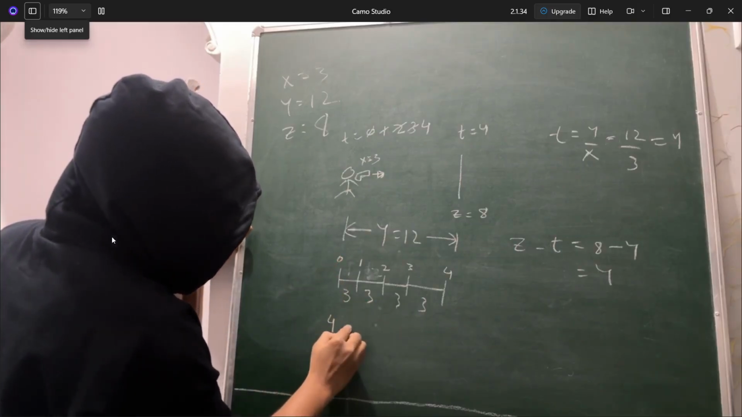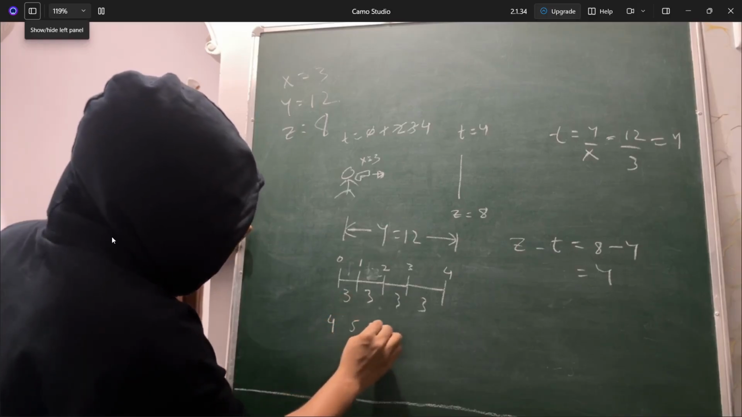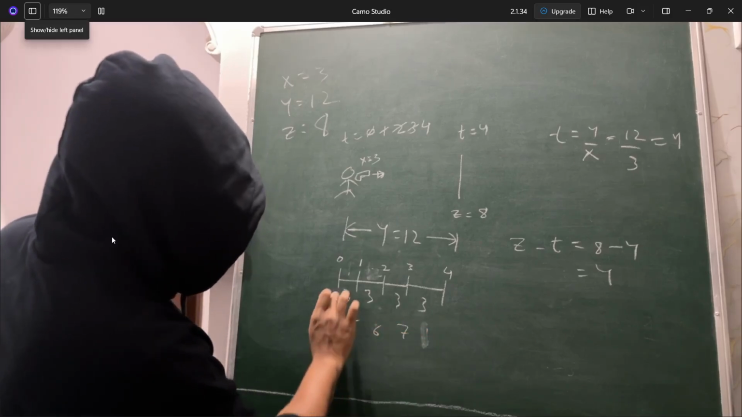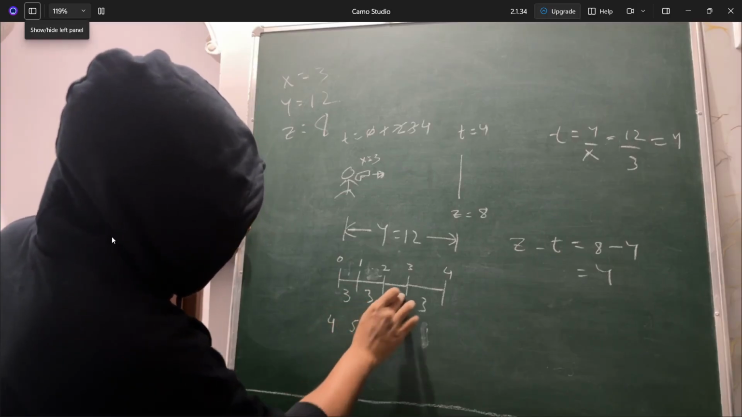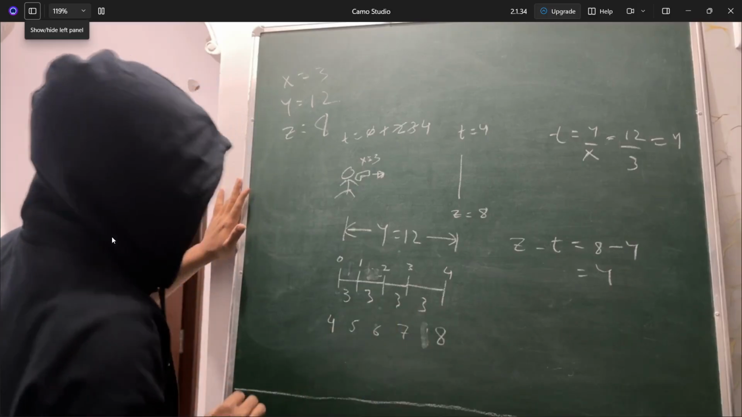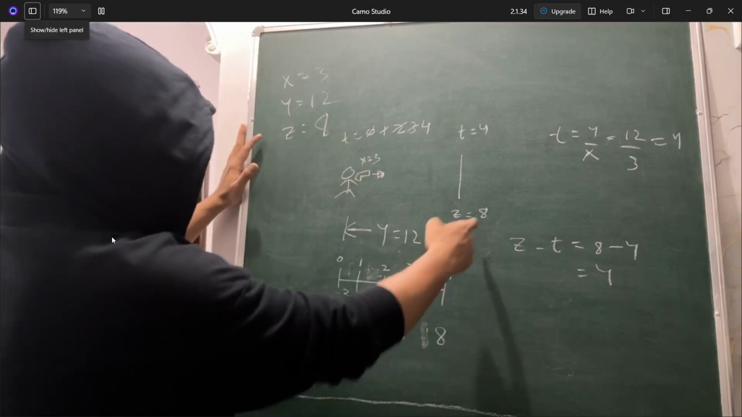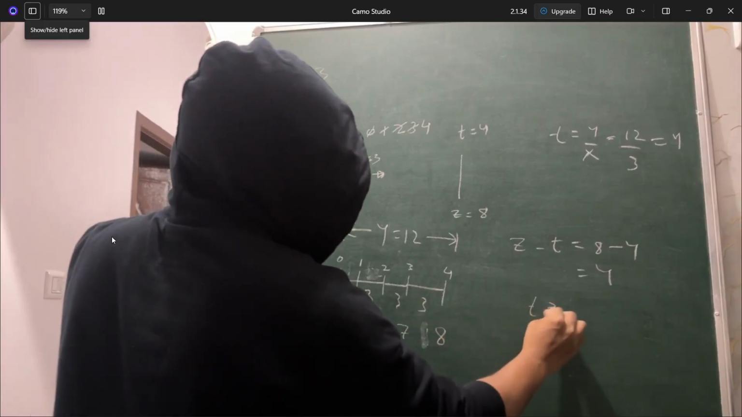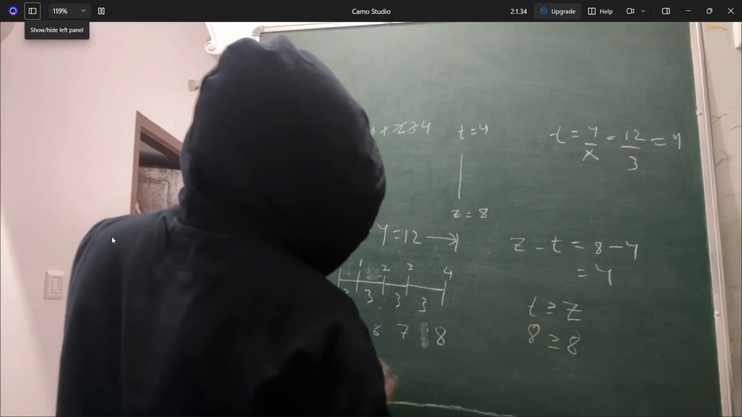So to travel distance 3, it will require time 5. Here time is 6, here time is 7, and then 8. At the 8th second, it will reach. So whenever you wait for 4 seconds, and after that you shoot, our bullet will reach at 8 seconds, and which is required because our time has to be greater than or equal to z. So time is 8, and 8 is greater than or equal to 8 is true.